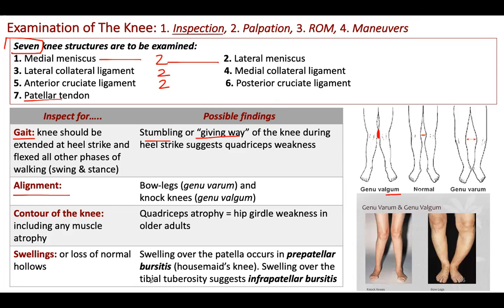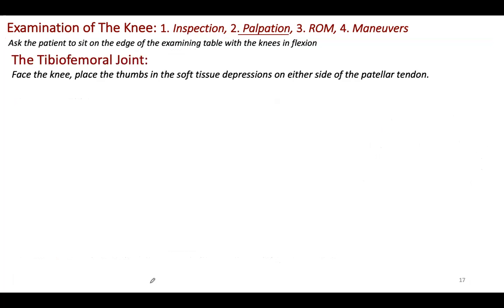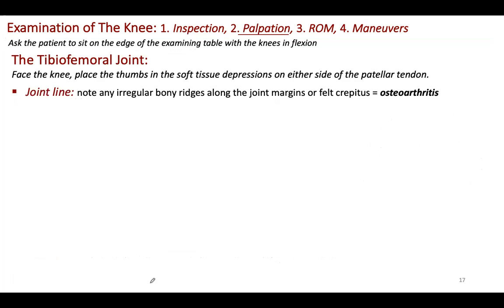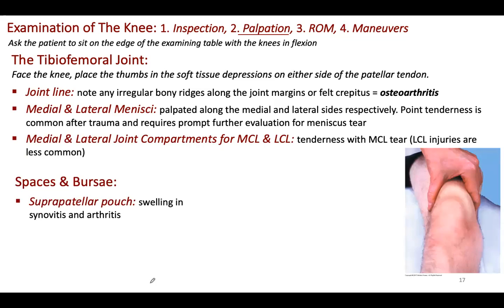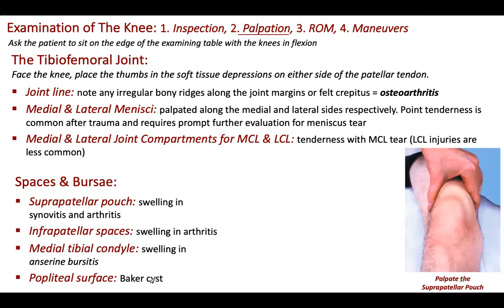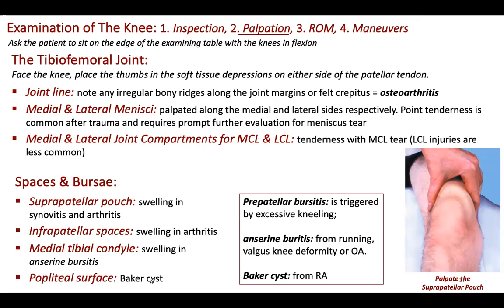Look for any swellings, bursitis, or something like that. Palpate the different joints, palpate the different bursas. One of the very commonly inflamed bursas is the anterior or prepatellar bursitis. This bursa is anterior to the patella and bursitis is triggered by excessive kneeling. We call it housemaid bursitis. And anserine bursitis is commonly inflamed in runners and bicycle riders. Baker cyst, that's on the posterior aspect in the popliteal fossa, and usually occurs from rheumatoid arthritis.